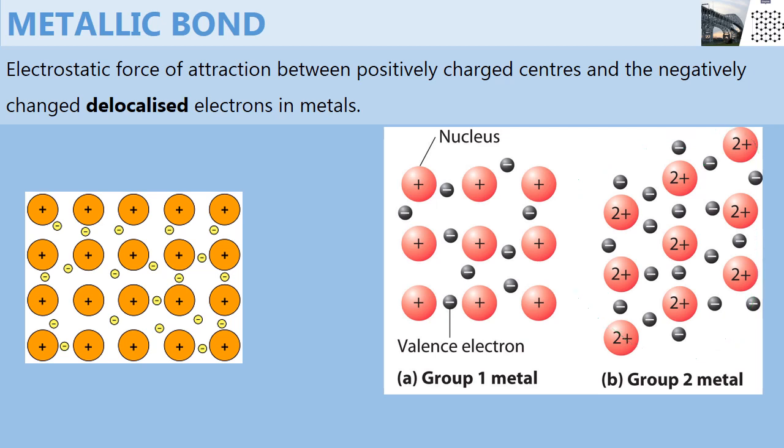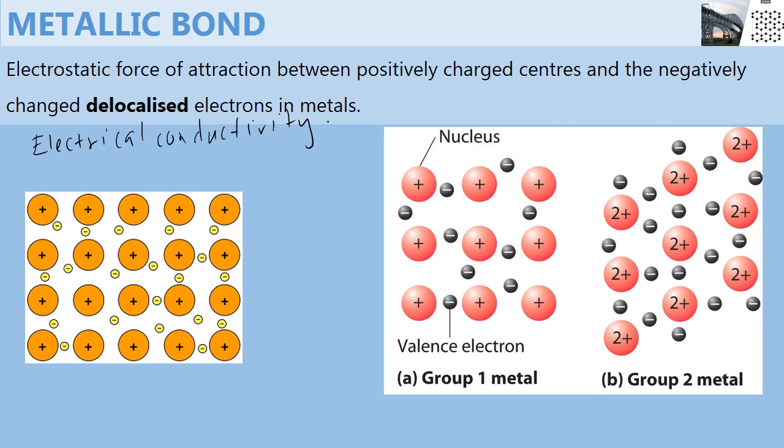Now for metallic structures, it is important to note this difference because the delocalized electrons are responsible for some properties of metals. For example, delocalized electrons are responsible for electrical conductivity. Meaning, the delocalized electrons are the ones which carry electrical charge from one point to another in the metallic structure.